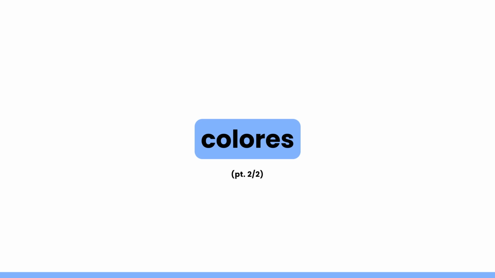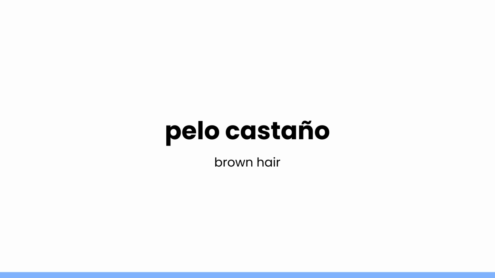Alright, so let's start with the different types of hair colors that we have. Let's start with my own hair color, which is brown. Brown hair in Spanish is pelo castaño. Hair in Spanish is pelo. So pelo castaño, brown hair. And for the people that have blonde hair, in Spanish it is pelo rubio. Blonde, when we talk about hair in Spanish, is rubio. So pelo rubio, blonde hair.